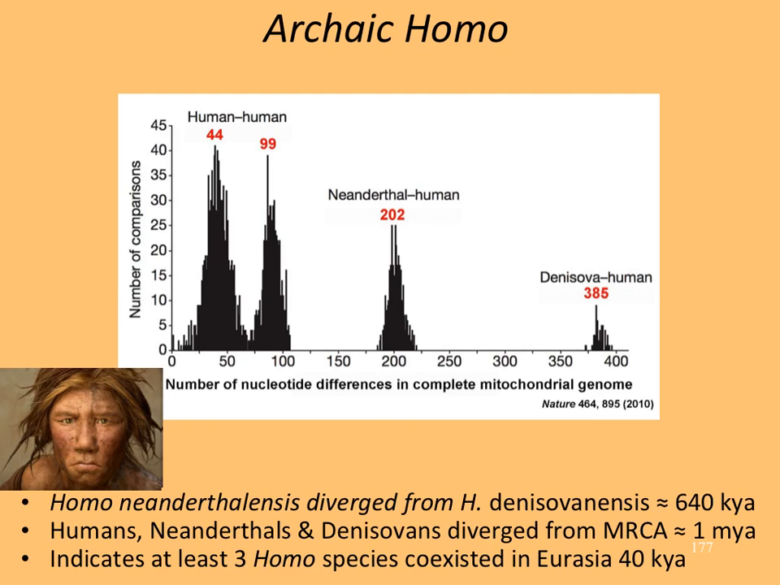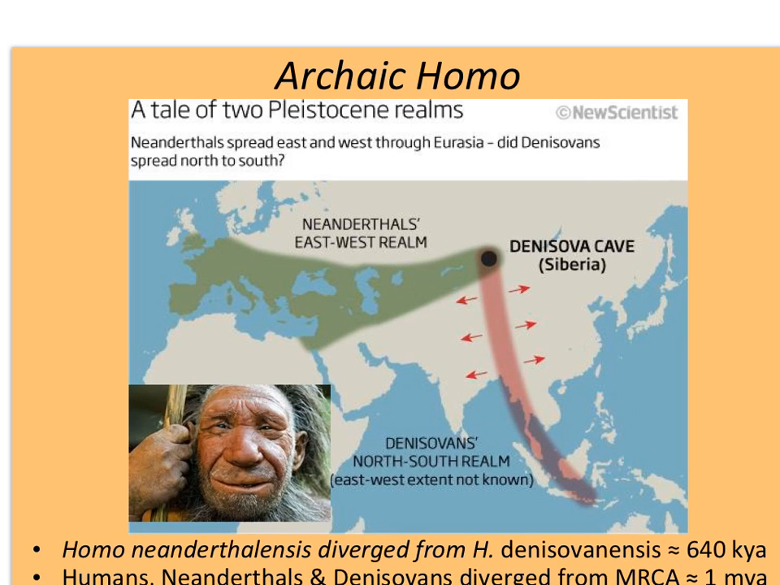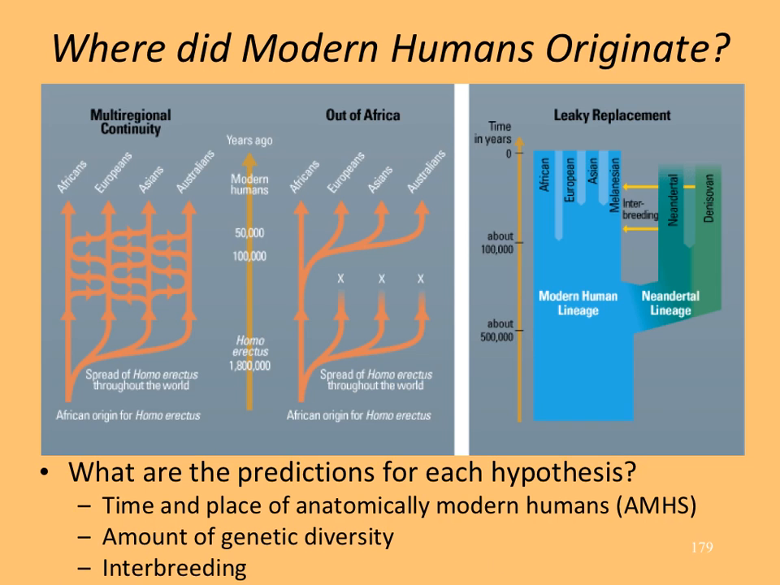Okay, so this is archaic Homo, and there's these different places, realms. Neanderthals were kind of in the west. Denisovans, we don't know really where they all were. And then initially modern humans arose in Ethiopia and then spread out through the Middle East.